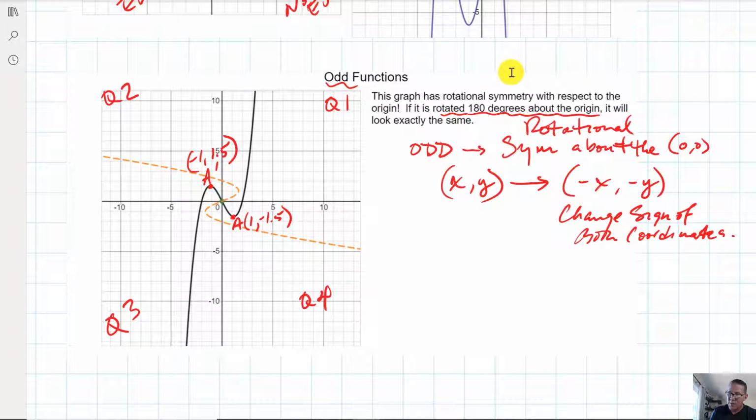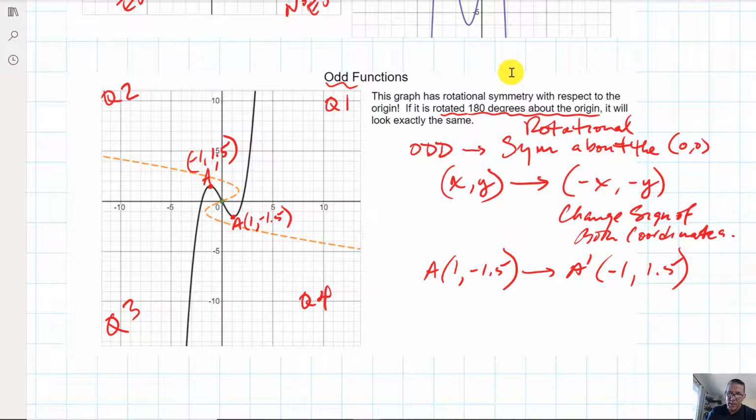That's all you do. So if I had a point on the graph, let's say it's (1, -1.5), you change both signs. What's positive becomes negative, and what's negative becomes positive. So it gets rotated to (-1, 1.5), which happens to be up here in quadrant 2. And that happens anytime you have a point on the graph.